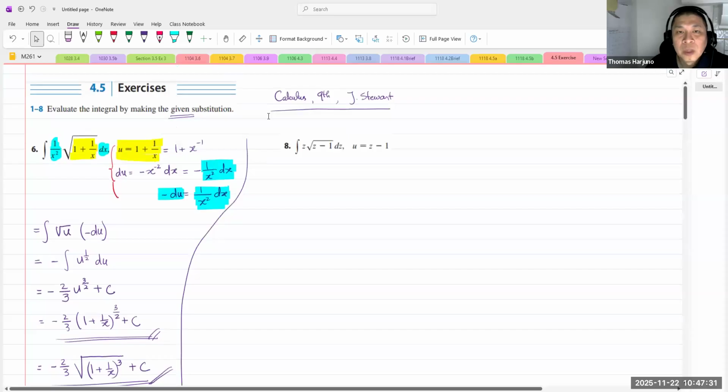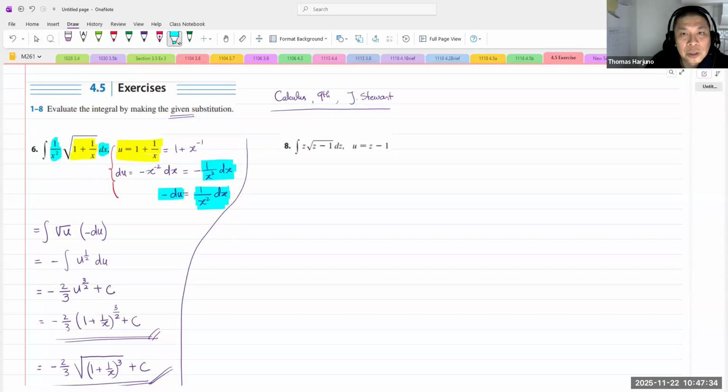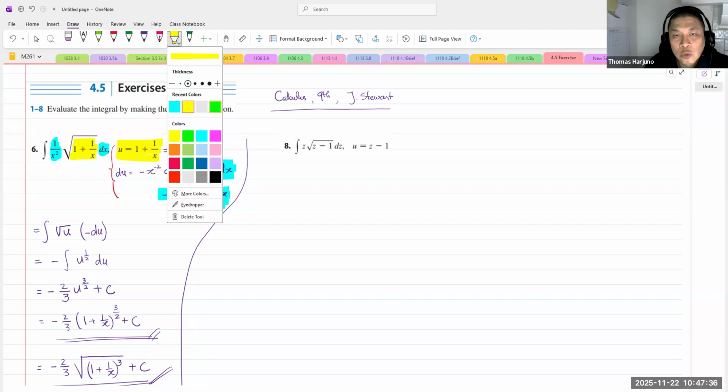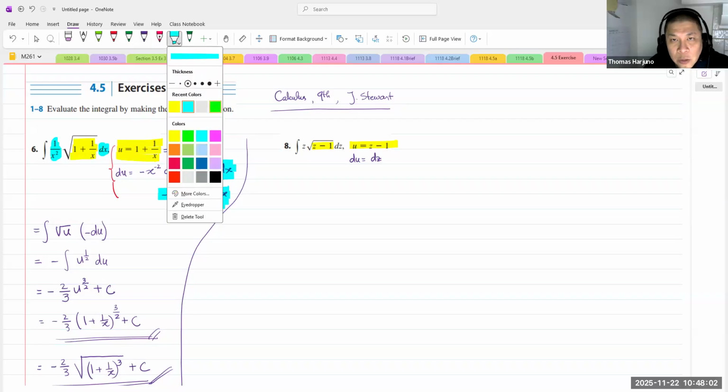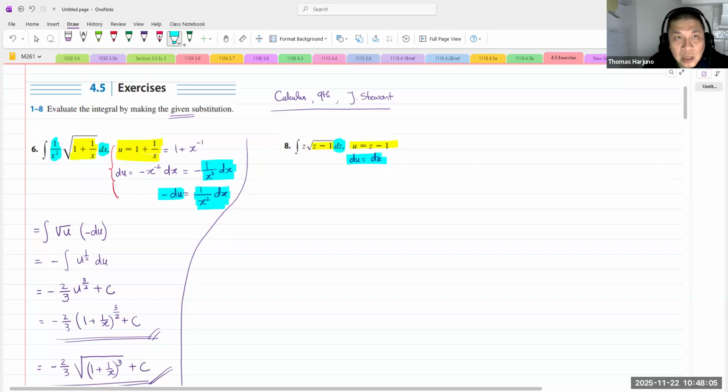Okay, number 8. Again, they tell us the substitution. They say u equals z minus 1 because the integration is with respect to z, right? And you notice again that usually if inside the square root or cube root or whatever root, whatever power it is, you have a group, like in this case z minus 1, usually that's the one we substitute. Okay, so if that's our u, then our dz will be du.